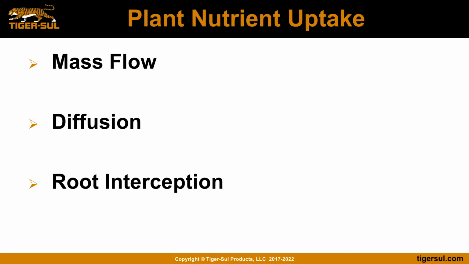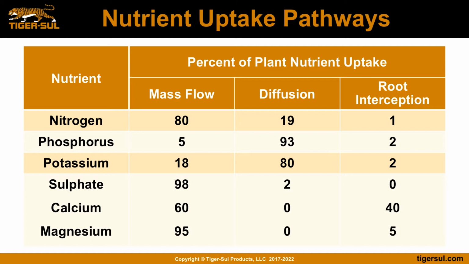Then we have diffusion. This is the movement of nutrients across that root cell wall, going from an area of high or low concentration into another area of opposite concentration levels. And then root interception is as the roots grow through the soil and incidentally tap into a nutrient, some uptake can take place. But the two primary means of uptake are mass flow and diffusion, as illustrated in this table, with the primary and the secondary nutrients.